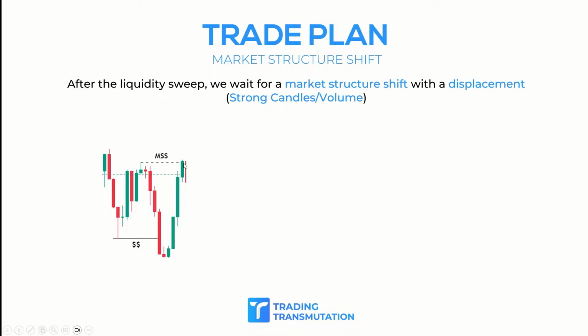Now, for market structure shift, you need the candle to close above the wick, okay? A wick wouldn't count. A wick would simply be classified as a liquidity sweep, okay? So what we're looking for is the candle to close above our earliest high. So the high right here, we're looking for a candle to close above it and give us our market structure shift, okay? It's as simple as that.